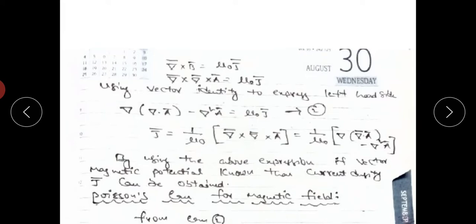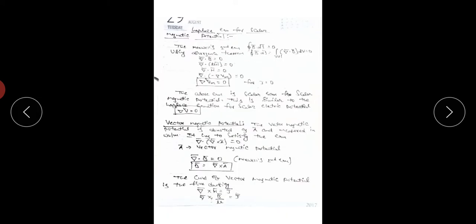Okay, next one. Del bar cross B bar equals mu naught into J bar. Next, this is vector magnetic potential. The vector magnetic potential is denoted as A bar. It is represented by A bar and measured in Webers per meter square.